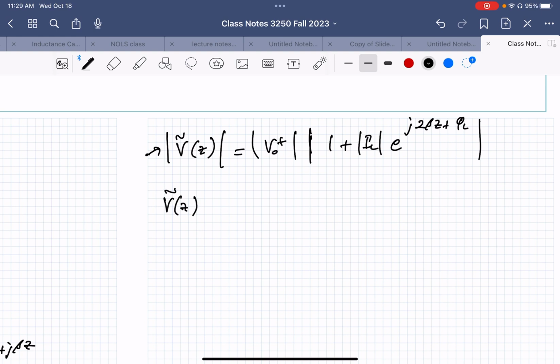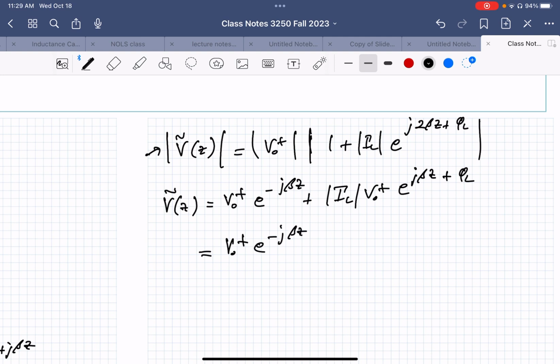So V of z is V0 plus e to the minus j beta z plus gamma sub L V0 plus e to the j beta z plus phi sub L. And so we can pull out V0 plus e to the minus j beta z out of both terms. And then we'll have gamma sub L. Because I pulled out e to the minus j beta z from here, that gave me 1. But if I pull out e to the minus j beta z out of the second term, I'm going to end up with 2j beta z once I multiply that. So 2j beta z plus phi sub L. Sorry, parentheses.